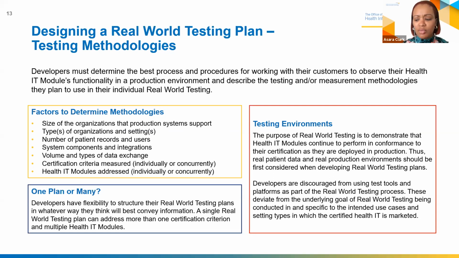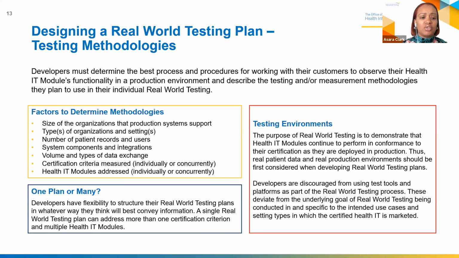activities, okay? So we have some factors here that include, but are not limited to, for your consideration: the size of the organizations that production systems support, the types of organizations and settings that you're working with for your certified health IT modules, the number of patient records and users on them, system components and integrations, volume and types of data exchange, certification criteria measured individually or concurrently, and health IT modules addressed individually or concurrently. Okay, so these are some factors that you want to think about when you think about the methods that you're going to use for your real world testing approach.